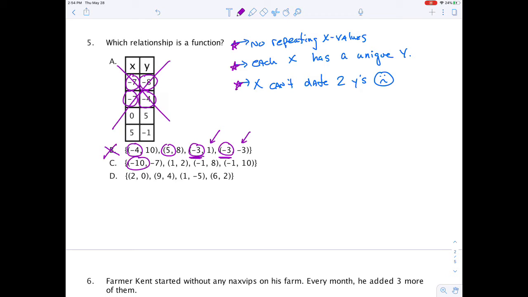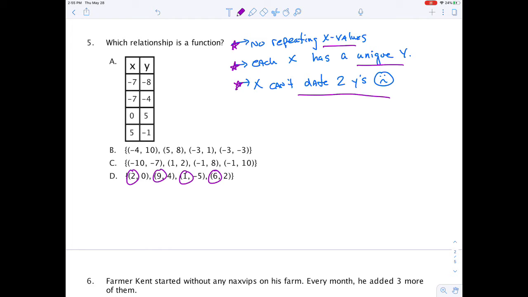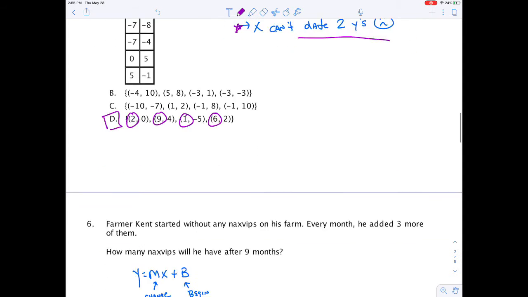Letter C, I have -10, 1, -1, and here it is again. -1 and -1. The first one wants to be with 8. The second one wants to be with 10. That would fail the vertical line test. So while we know by process of elimination that it must be D, let's take a look as to why. And you'll notice that we have 4 unique x's, and therefore there's no way to have repeating x values. Each x has its own y value. X is not trying to date 2 different y's. So we're happy with choice D.